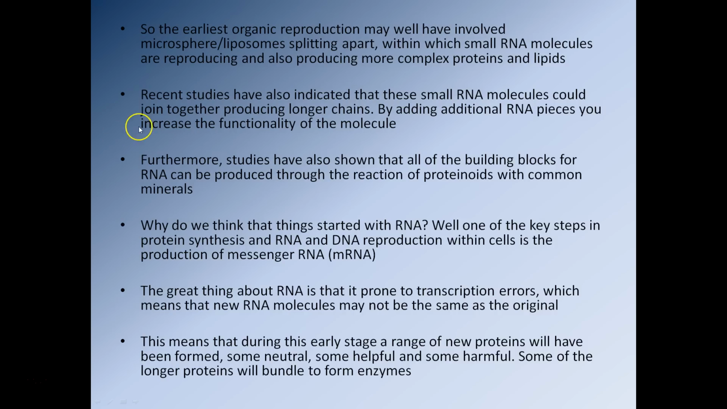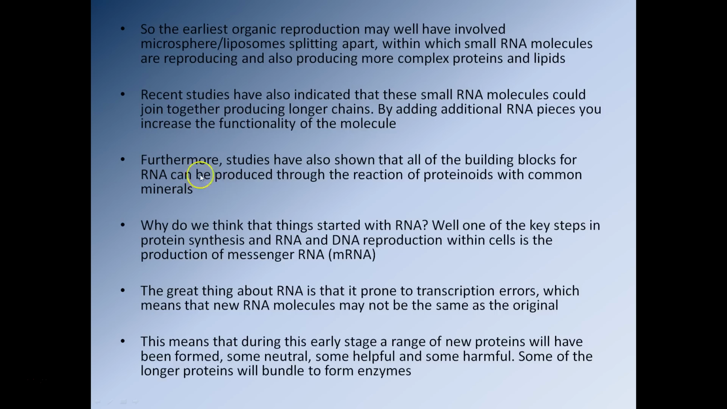So the earliest organic reproduction may well have involved microspheres and liposomes splitting apart, within which we have these small pieces of RNA that are capable of reproducing themselves and producing more complex proteins and things like lipids. Recent studies have indicated that these small RNA molecules could join together to produce longer chains. That's good. Longer pieces of RNA means we can form even more complex molecules. The more complex the molecule, the more advanced we're becoming. So by adding additional RNA pieces together, essentially you're increasing the functionality of the molecule.